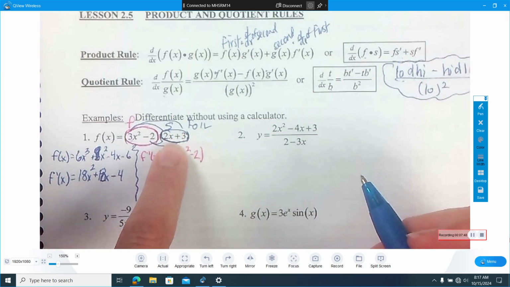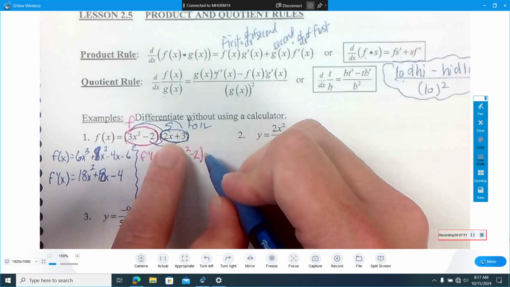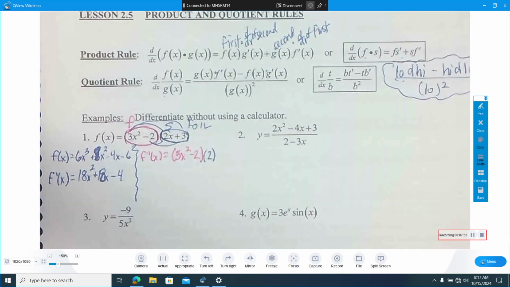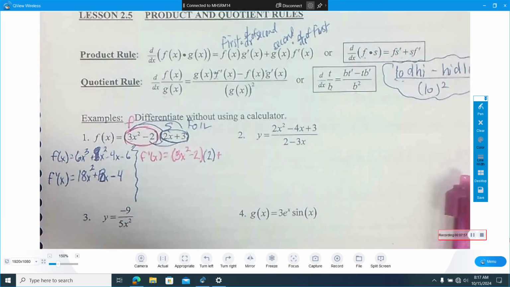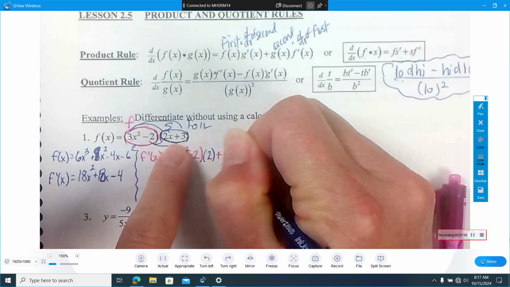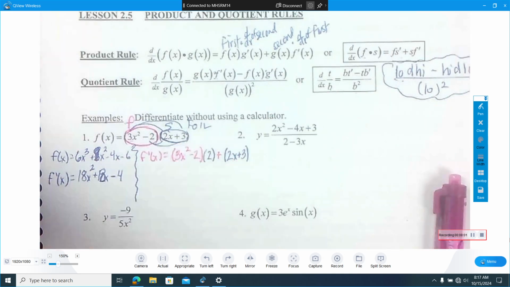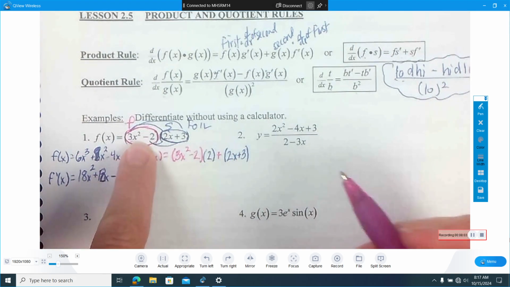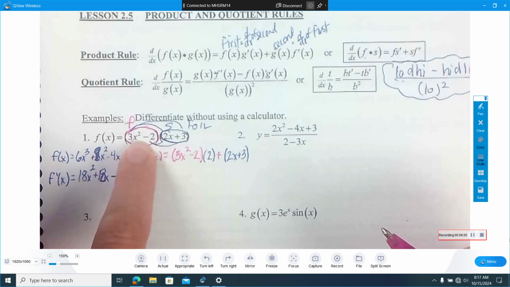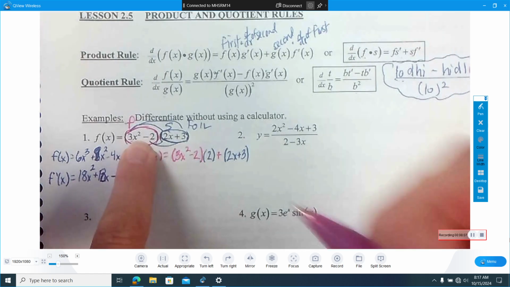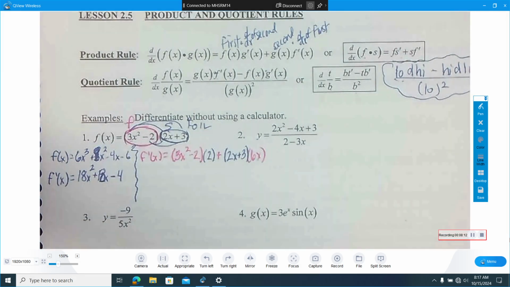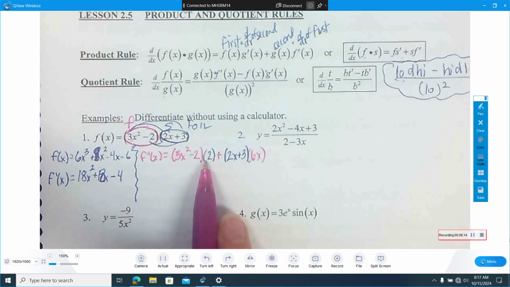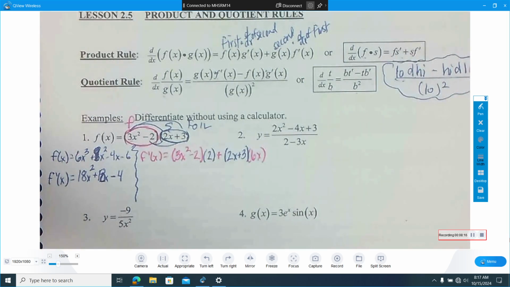What's the derivative of 2x plus 3? Yep, just 2. First times the derivative of the second plus the second bit, 2x plus 3, times the derivative of the first. What's the derivative of 3x squared minus 2? Just 6x. Okay. And that's it. First times the derivative of the second plus the second times the derivative of the first. So what do we do from there?